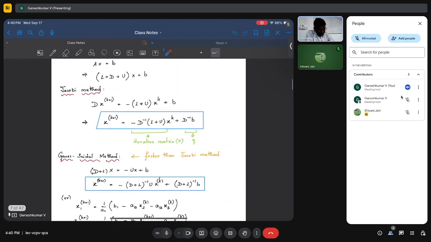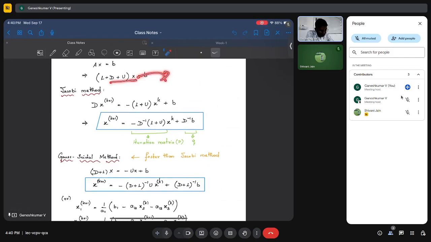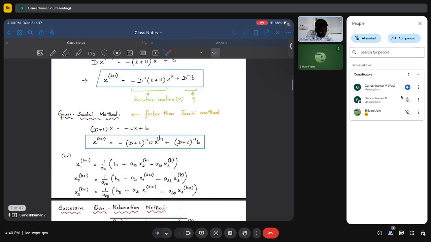So if that is the case, then you can write the iterative function like this. L and U I multiply with X from the previous iteration and take to the other side, and D times X k plus 1, the new iteration value, is what I am trying to get. So the new iteration value is minus D inverse (L plus U) X k plus D inverse B. This is the iteration matrix and this is the Q.